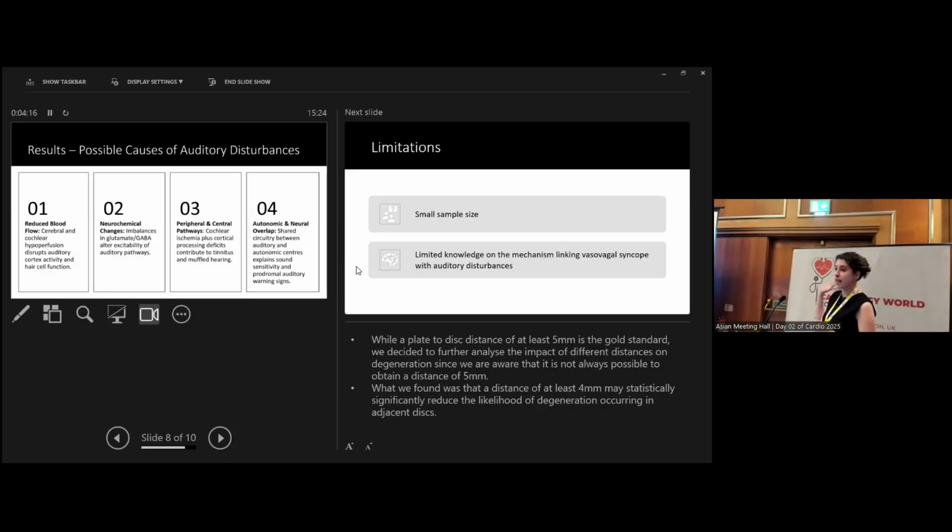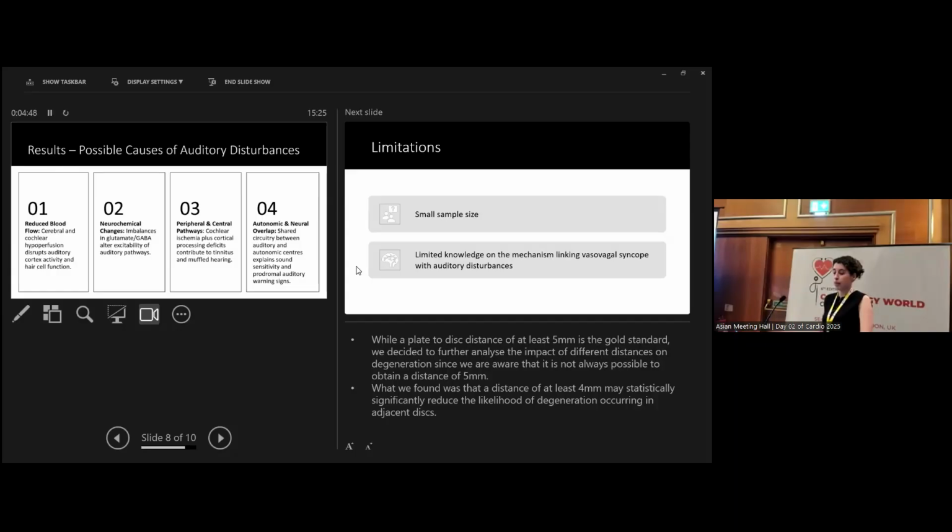These are the 4 main hypotheses that we've come up with. They all link together as well. These several mechanisms may explain the auditory disturbances observed in childhood vasovagal syncope. First, we have cerebral hypoperfusion. As we all know, during vasovagal syncope, there is reduced cerebral blood flow, and this can transiently impair the neuronal activity in the auditory cortex and the brainstem pathways. These areas are highly metabolically active and sensitive to even brief ischemia.